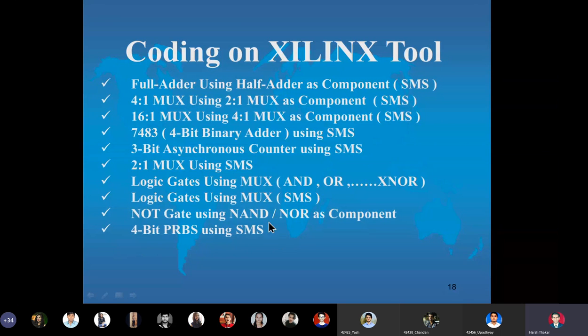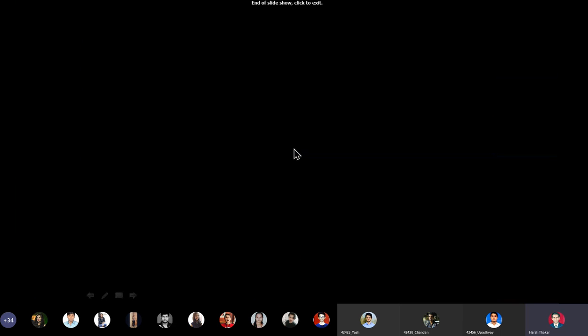And 4-bit PRBS. So 4-bit PRBS using SMS is a very challenging kind of assignment. If you have actually learned SMS properly, then you should be able to do this. This we ask in the university practical exam, though it is not a part of the university syllabus. So you should know all these things.